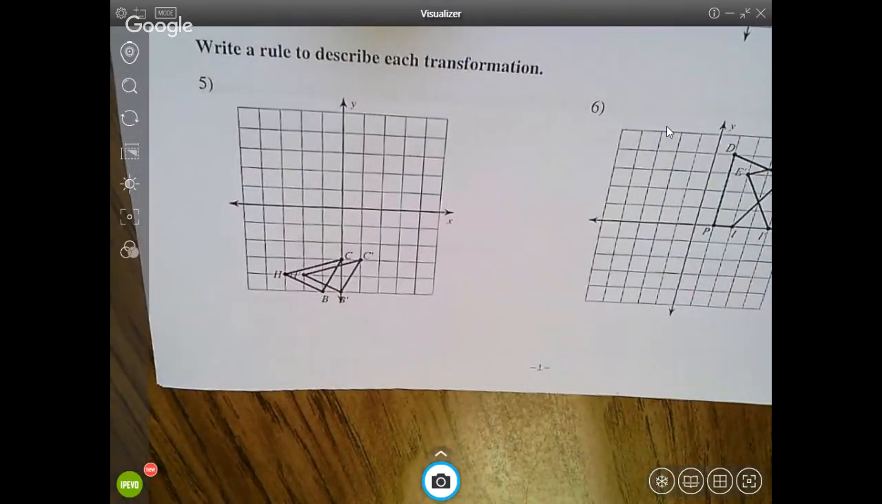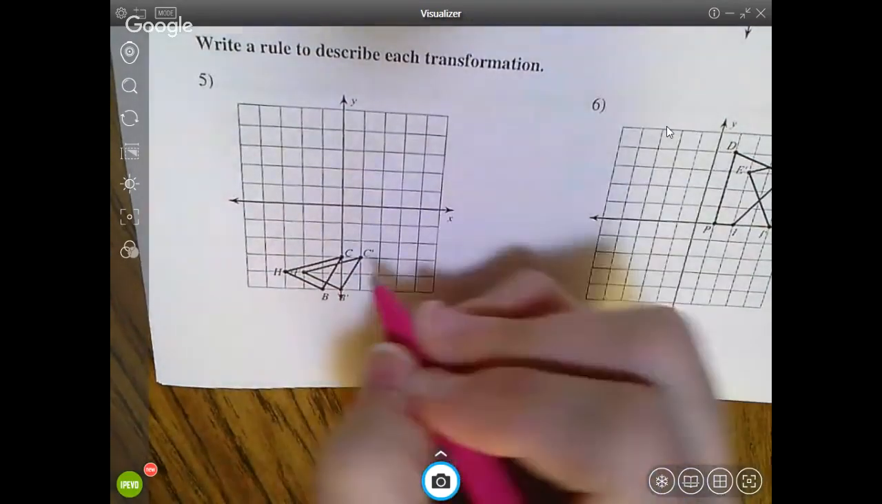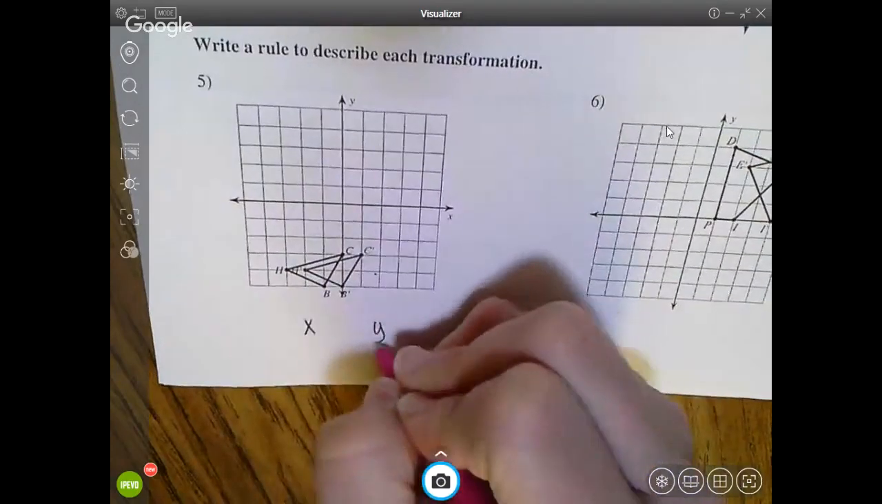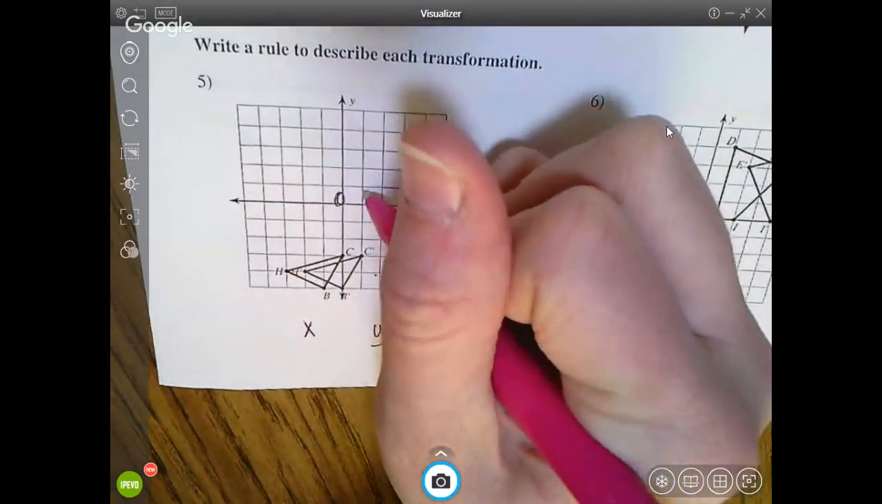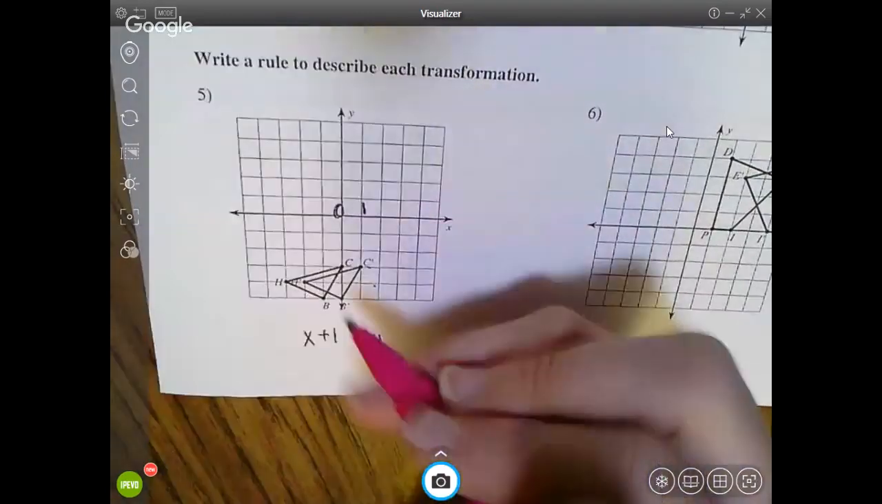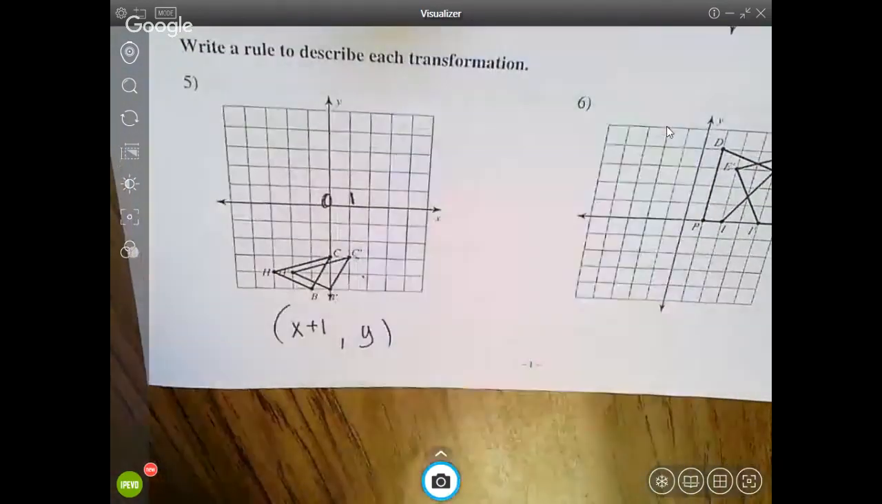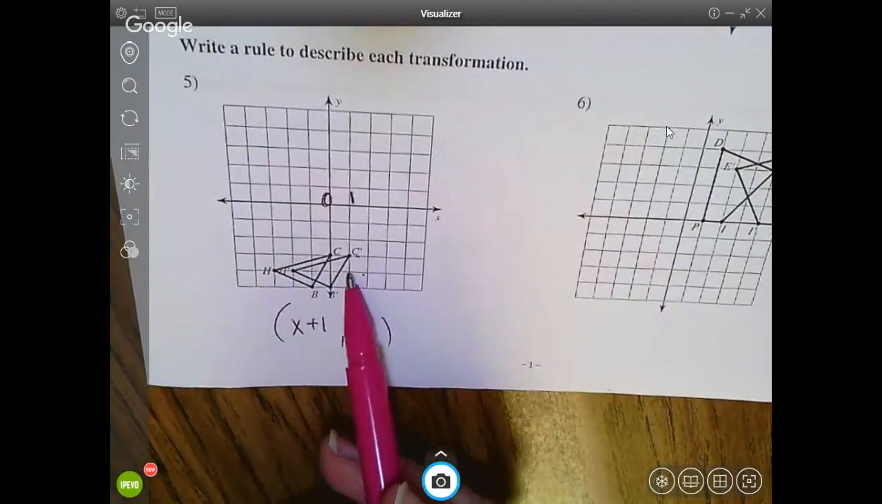You have 4 transformation problems. In this case, it's slid. I know it's slid because it's pretty much facing the same way. And then I say, well, if it slides, what happened to the x? What happened to the y? Well, the x, if this is 0 and the prime is at positive 1, I know I increased it 1. If it didn't move up and down, my y just stays the same. All this happened here is it moved 1 space right.